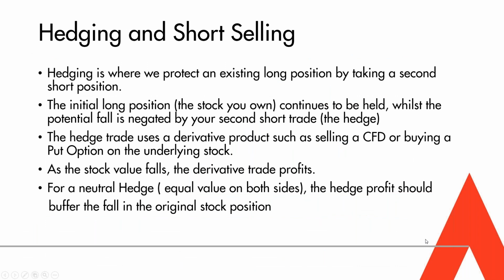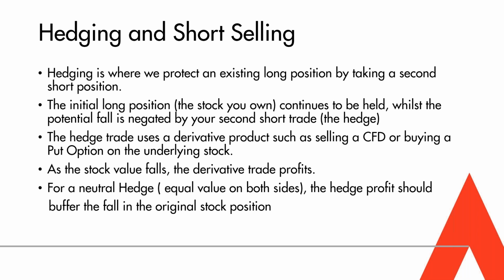So short selling, as I've said, is all about profiting from a downturn in a potential stock. Hedging is where we try and protect an existing long position, which is a stock you own, by taking a second short position, usually using a derivative product. The initial long position, the stock we own, continues to be held, whilst the potential fall is being negated or recouped back by our second short position, and this is known as a hedge.